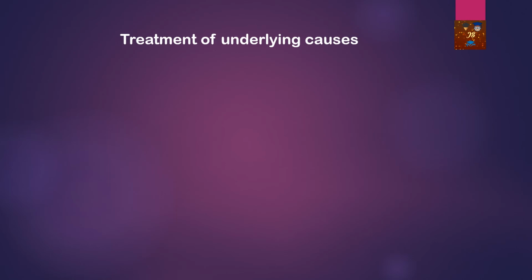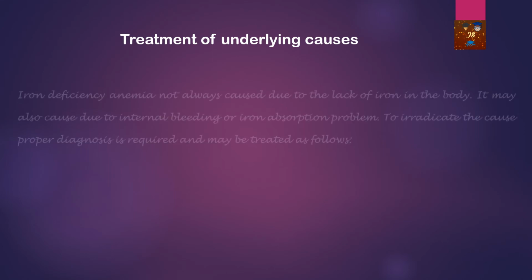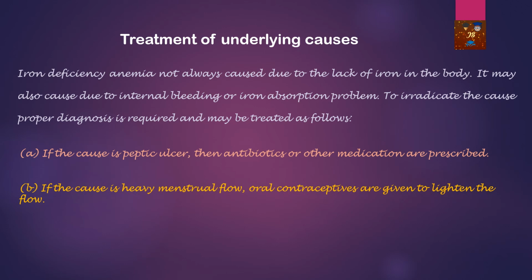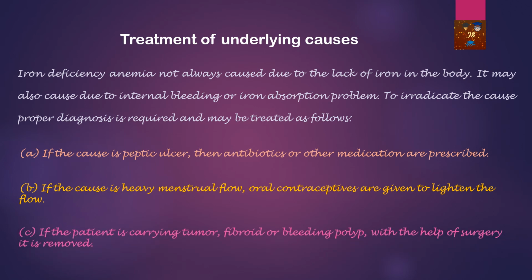Treatment of underlying causes. It's not always true that iron deficiency anemia is caused only by a deficiency of iron in the diet. There may be some other causes too. If the cause is peptic ulcer, then antibiotics or other medication are prescribed. If the cause is heavy menstrual flow, oral contraceptives are given to lighten the flow. If the patient has a tumor, fibroid or bleeding polyp, it is removed with surgery. So apart from a low amount of iron in the diet, there may be other causes too.